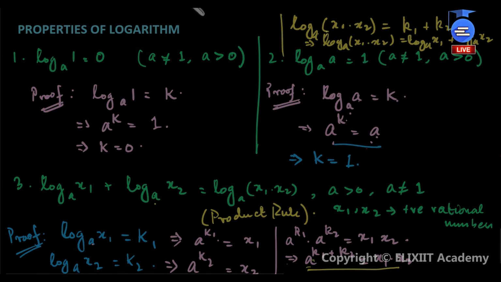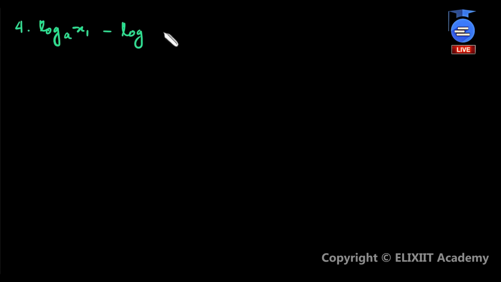Next property, the fourth one. Log x1 base a minus log x2 base a equals log x1 by x2 base a.